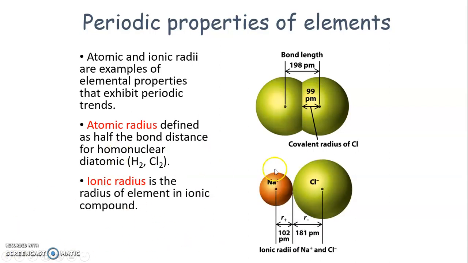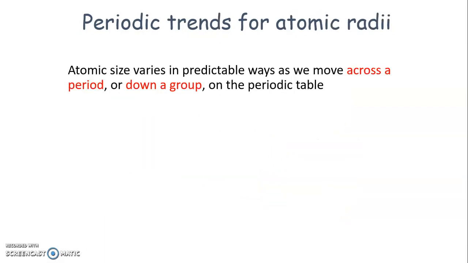Ionic radius is defined slightly differently, and it is the radius of the element in an ionic compound. We can measure these very precisely, in some cases more precisely than the atomic radii, using a technique called X-ray diffraction. But in any case, we know what these radii are, and we're going to study the periodic trends in them. So, atomic size varies in predictable ways as we move across a period or down a group on the periodic table. This is what you explored in your group activity.